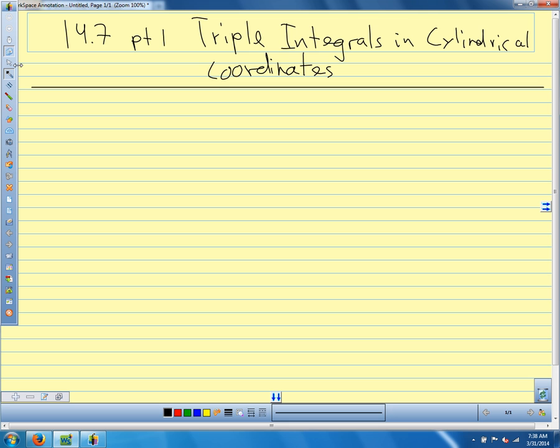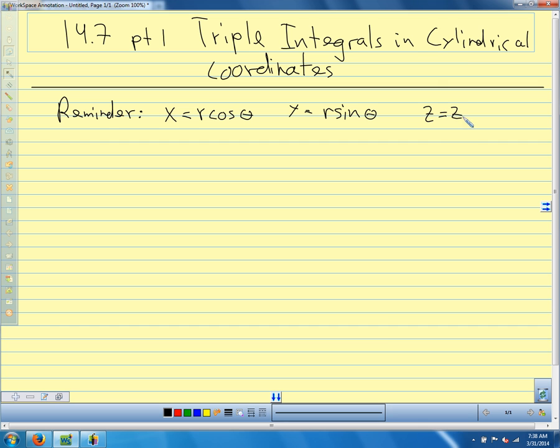All right, so a reminder for cylindrical coordinates. x equals r cosine theta, y equals r sine theta, and z equals z. Often people say cylindrical coordinates are polar coordinates with z.